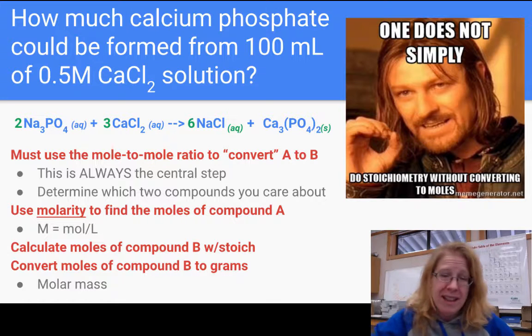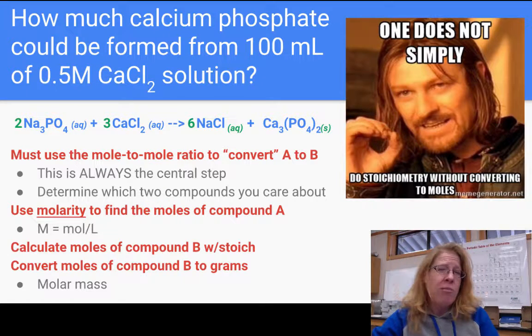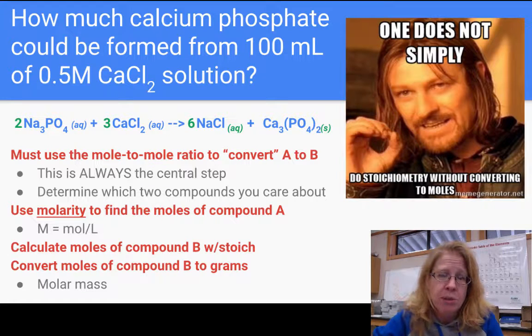The next thing that we need to do, after we know what that central step is, is figure out the number of moles of compound A that we have. The only thing that's different in this chapter versus previous chapters is that here we're given information about the concentration of a solution as opposed to the grams of something. So we've got 0.5 molar calcium chloride solution, and we're going to use the molarity equation to deal with that.